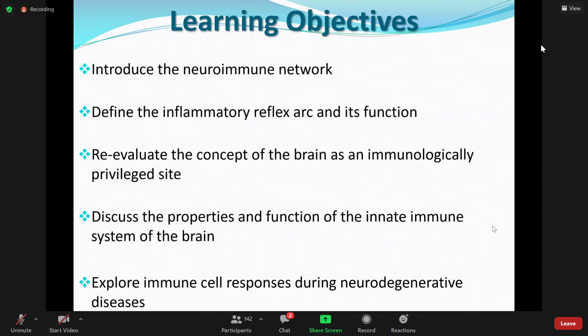And then to reevaluate, because traditionally, the reason why we always considered the immune system and the brain to be completely separate was because of the so-called blood-brain barrier, that any immune cells couldn't get through the blood-brain barrier to affect the brain, and that also had the same rule with regard to cytokines.